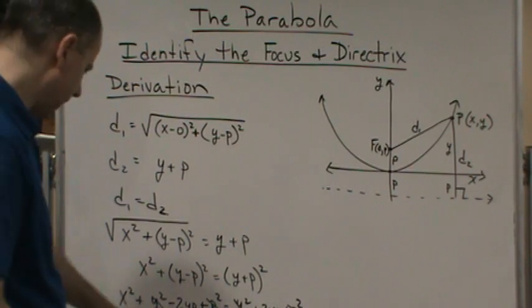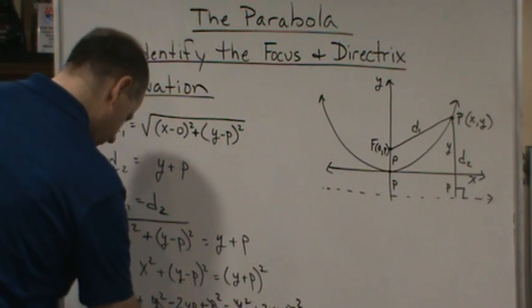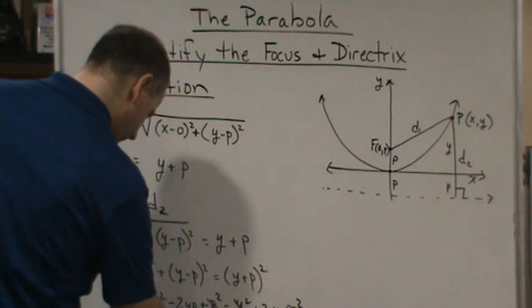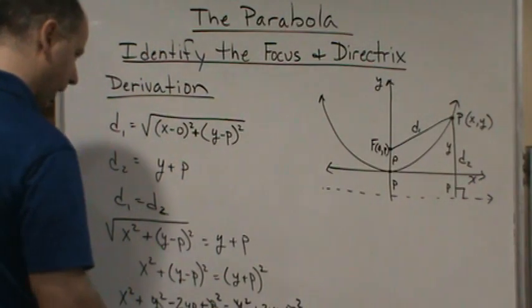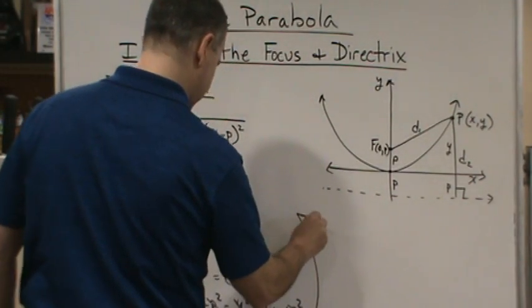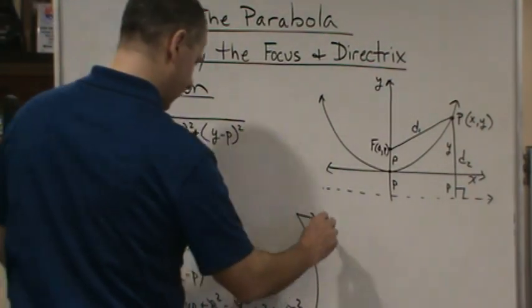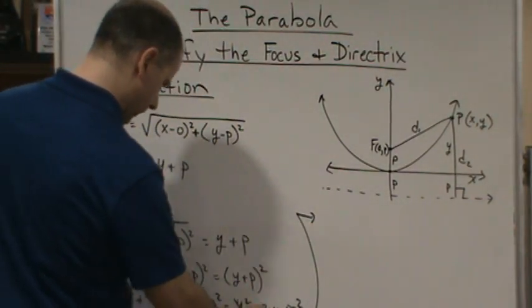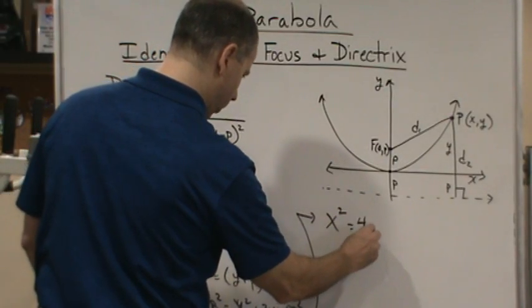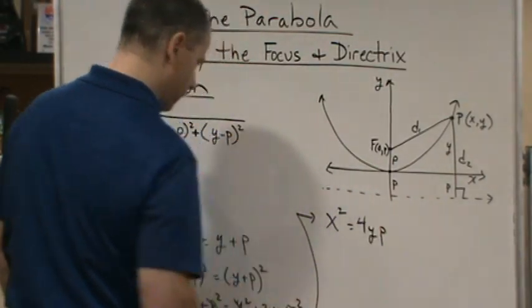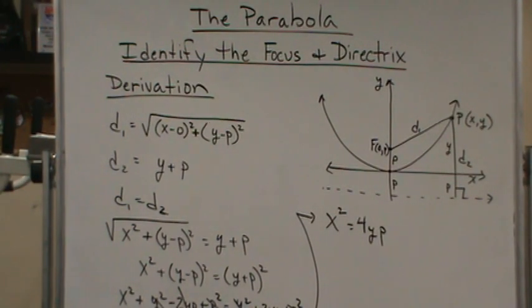Okay. Now what I'm going to do is solve for x squared. So I'm going to add 2yp to both sides. And so what that gives me is these will cancel, and I'm going to add those. I'm going to get x squared equals 4yp. And that is, my friends, the equation of a parabola.